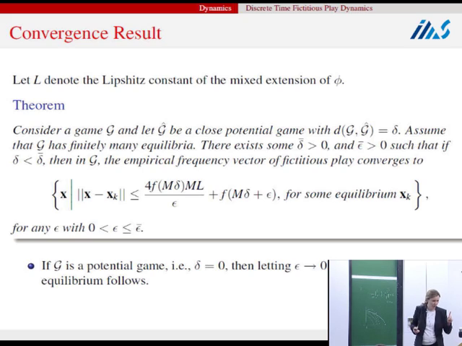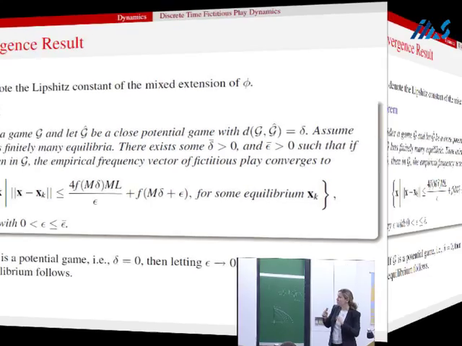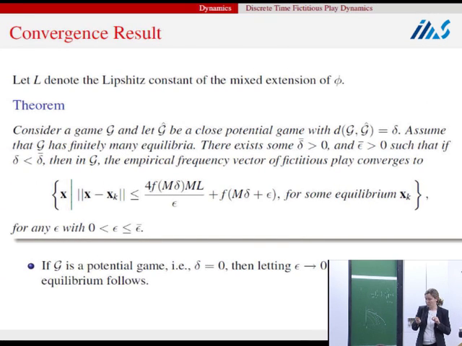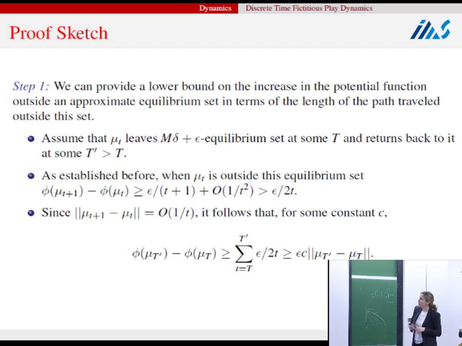Let me quickly tell you the main ingredients of the proof. It consists of 3 steps. The first step is basically providing a lower bound on the increase in the potential function outside an approximate equilibrium set and showing that it's actually proportional to the length of the path traveled outside this set. Okay? So if you have a mu t leaving some epsilon, m delta plus epsilon equilibrium set, from our previous result, the potential increase is lower bounded by epsilon over 2t for large t.